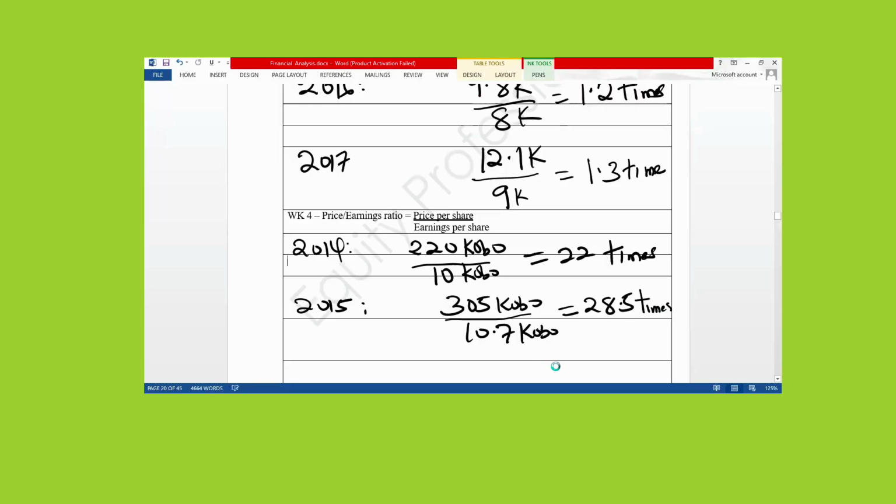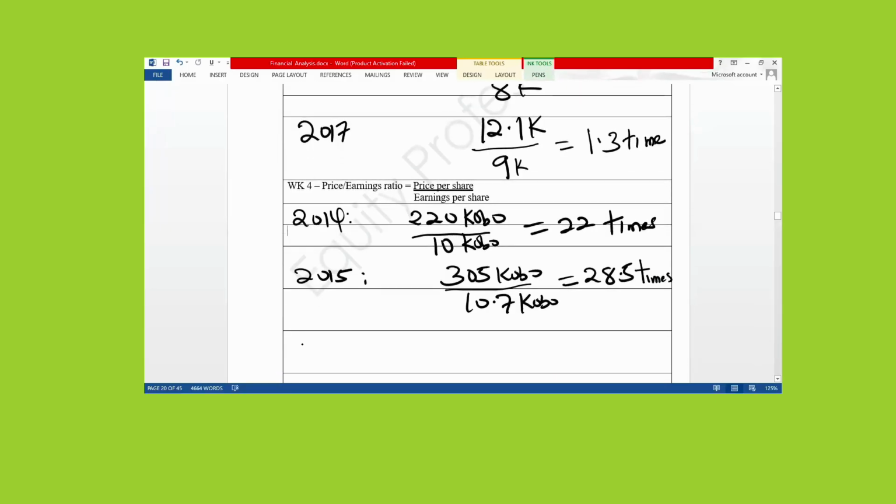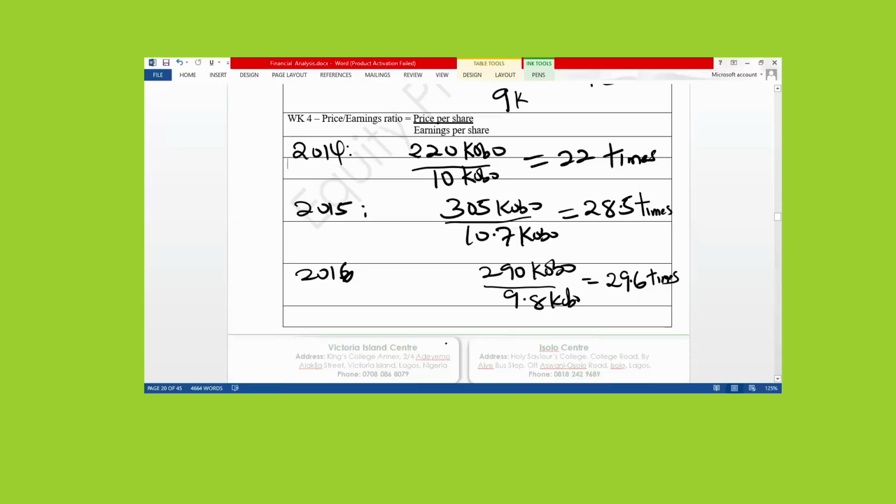Times. 2016. Price per share. Earnings per share 9.8 kobo. How many times? 29.6 times. Then 2017.